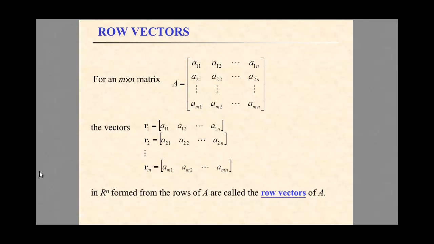So first of all, we have a matrix m cross n. If we have a matrix m cross n, there are some row vectors and some column vectors. If this is our row 1 vector, this is row 2, and similarly up to row n, in Rn, meaning in n dimensions. The rows of A are called the row vectors.